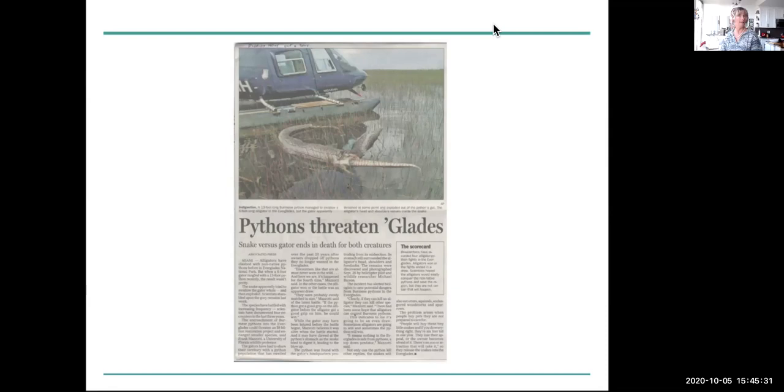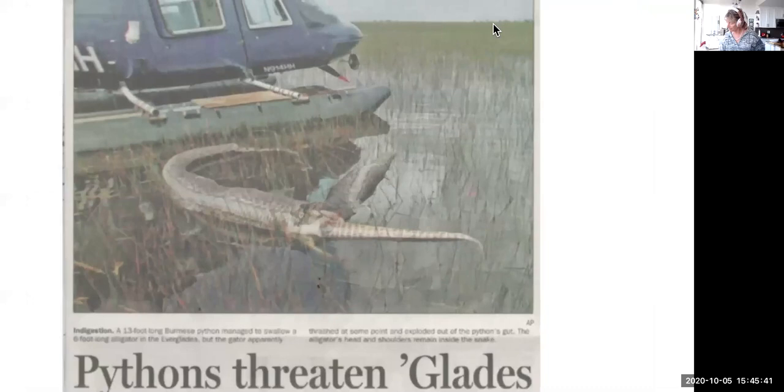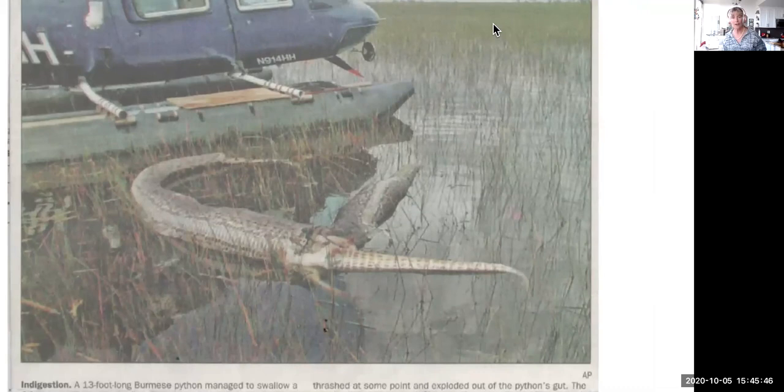The climate is good for it. It's got lots of prey, but it doesn't have predators. And this is just an odd story that I found about a python that had attempted to swallow an alligator, and then the alligator burst through the walls of the python's body and they both perished.